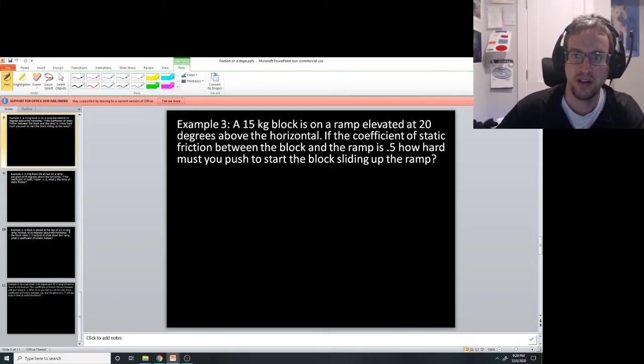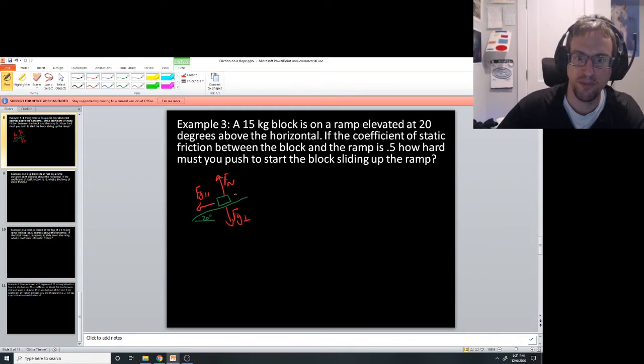So we've got a ramp 20 degrees above the horizontal. So that's 20 degrees right there. We've got our 15 kilogram block. And what forces do we have? I'm actually going to move this down a little bit so I can draw a little easier. So what I've talked about, we've got FG perpendicular, FG parallel, FN. Okay, and then we have push to start sliding up the ramp. So I got to push up the ramp.